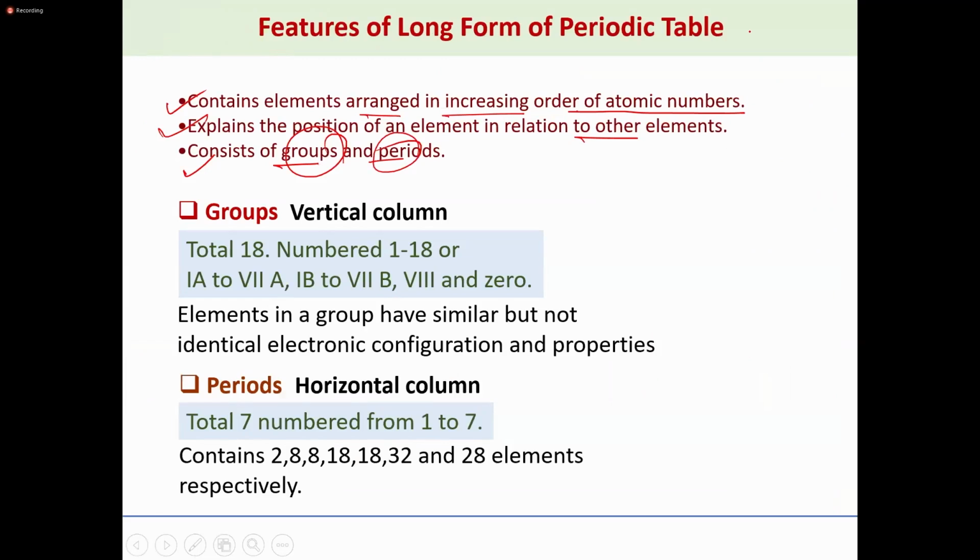Okay. So in this way, we can find out the position of an element. This is a great achievement of the long form of the periodic table. The second thing is that we know there are groups and periods. We know that there are 18 groups, but these 18 groups are also classified into A and B groups. So 1A to 7A is one part, another is 1B to 7B, which is another part, 8 is another group, and 0 is another group.